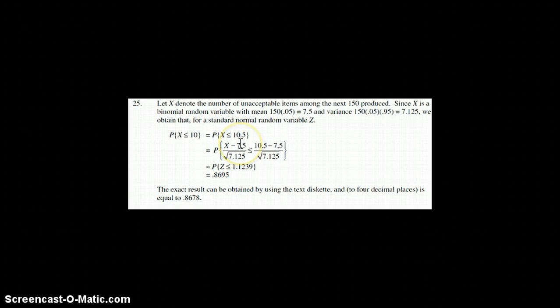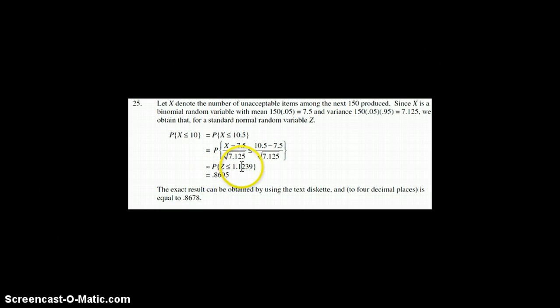Okay, and this is converting to a z right here by subtracting the mean and dividing by the standard deviation. Again, this is np, 150 times 0.05. This is our square root of npq. Calculating this out to get a z value less than 1.12, it's a positive. We can find it on the chart.